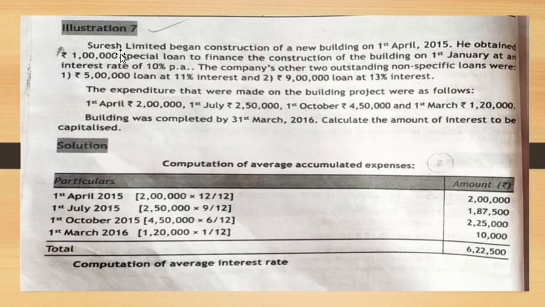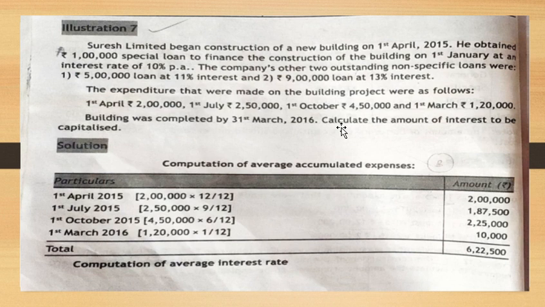Under this illustration, Suresh Limited began construction of a new building on 1st April 2015. He obtained rupees 1 lakh special loan to finance the construction of a building on 1st January at an interest rate of 10% per annum. The company's other two outstanding non-specific loans were rupees 5 lakh loan at 11% interest and rupees 9 lakh loan at 13% interest. The expenditures made on the building project were as follows: 1st April it is 2 lakh, 1st July 2 lakh 50,000, 1st October 4 lakh 50,000 and 1st March 1 lakh 20,000. Building was completed by 31st March 2016. Calculate the amount of interest to be capitalized.